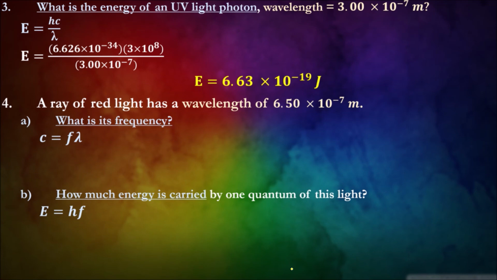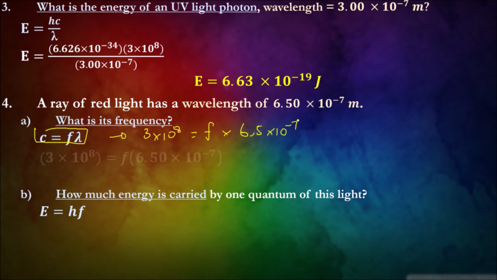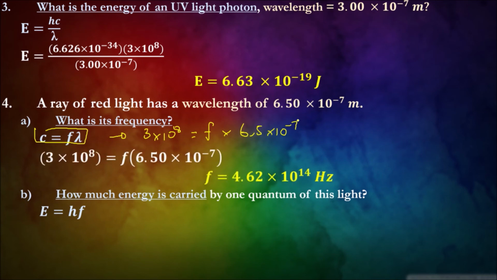If we want to find the frequency of red light, we can substitute into the following formula. So c is obviously 3 times 10 to the power of 8. f is what we want to find. Lambda is 6.5 times 10 to the power of negative 7. So if I rearrange that formula, my frequency is about 4.62 times 10 to the power of 14.